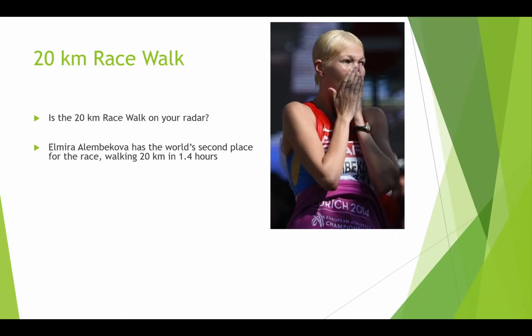But anyway, Elmira Alembikova has the world's second place for the race, and she can walk 20 kilometers in 1.4 hours. So can you tell me, what is her speed in kilometers per hour? What is her speed in kilometers per hour?